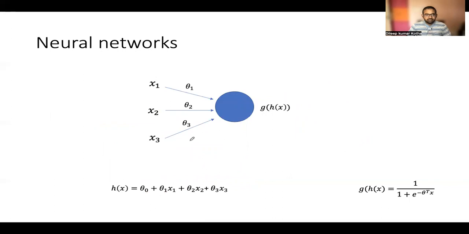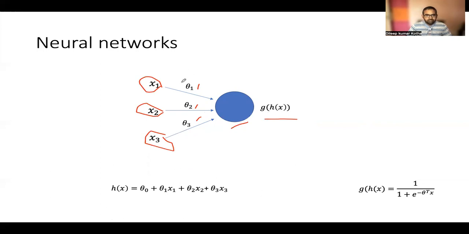This is the simplest neural network we'll see, where we only have a single neuron taking inputs from the input features. So these three variables, using the parameters given, give us our hypothesis, where sigmoid is applied.